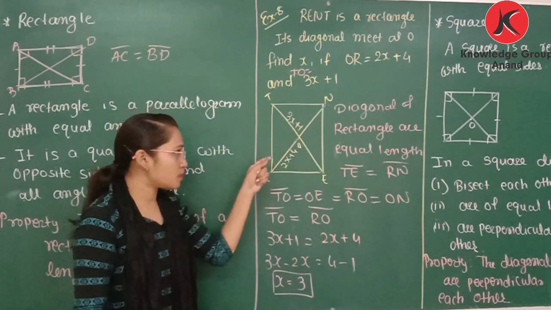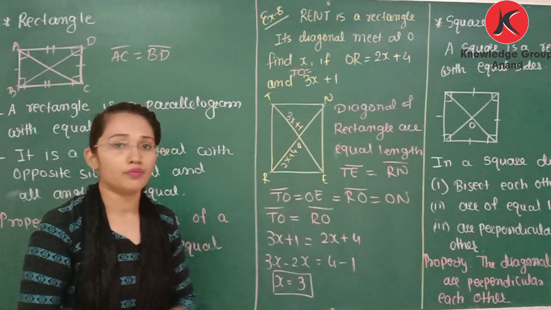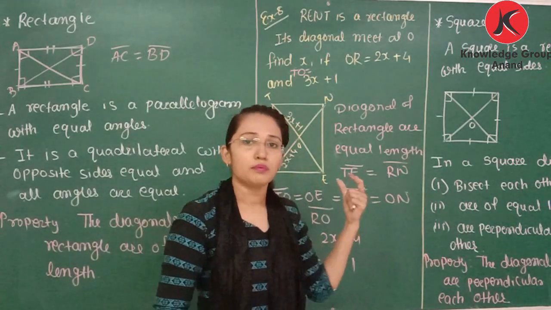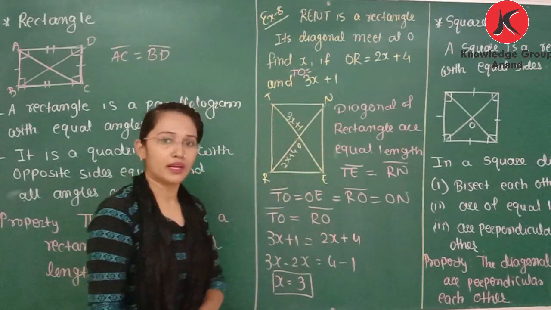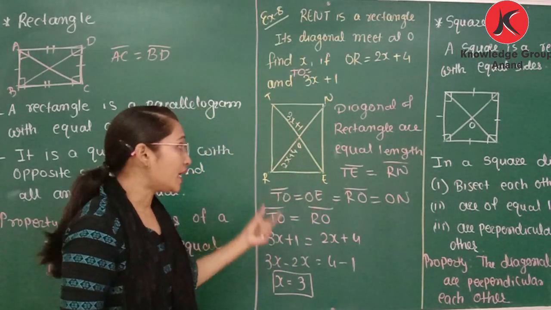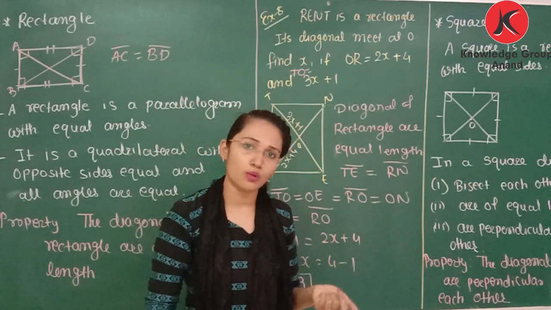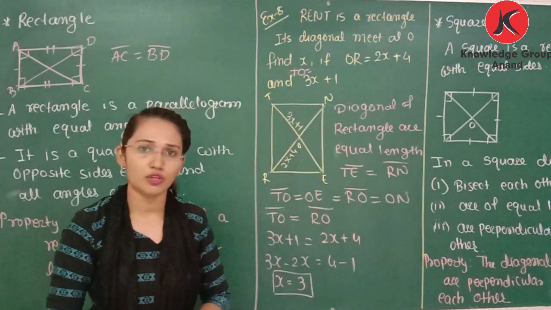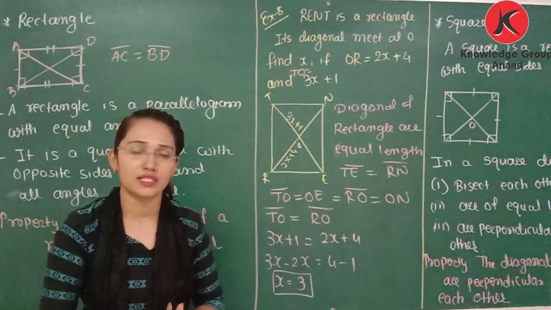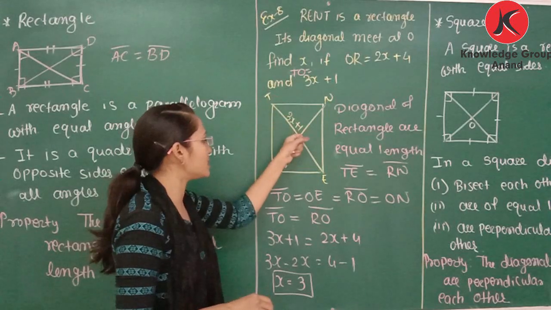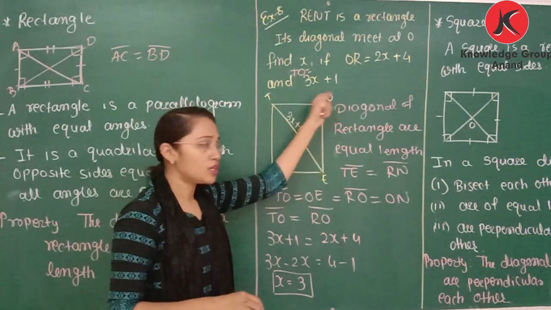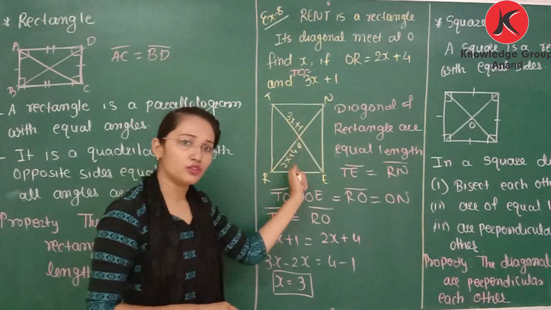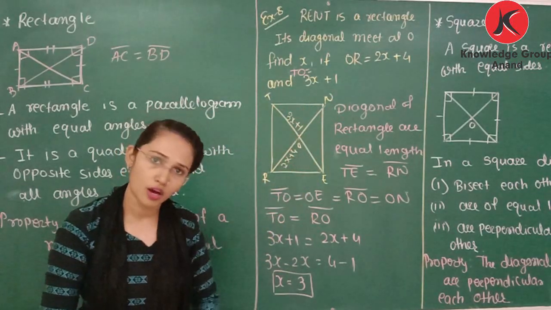Again, what is the property of a parallelogram? Diagonals bisect each other. That means the diagonals divide each other into halves. But in a rectangle diagonals are of equal length. If both diagonals have the same length, what happens to all four parts? They are the same. That's why we can write EO is equal to OT is equal to OR is equal to OM. So these two parts will be same, and using that we can find the value of unknown x.